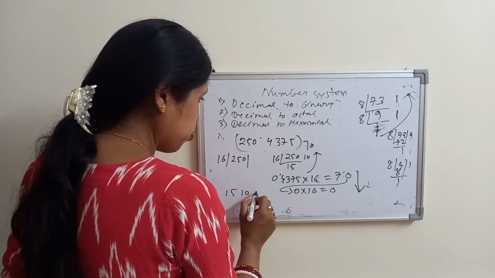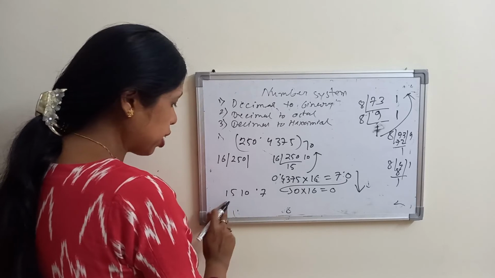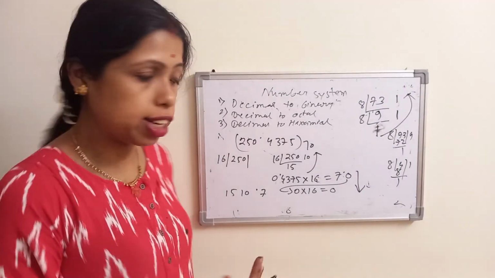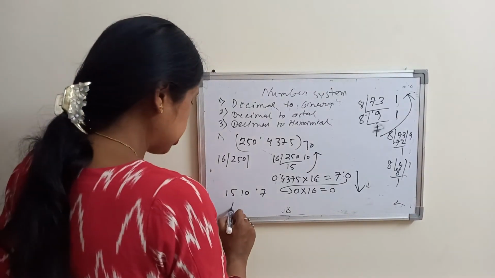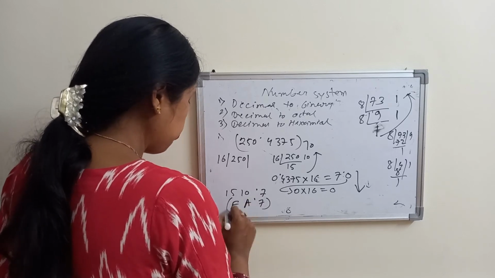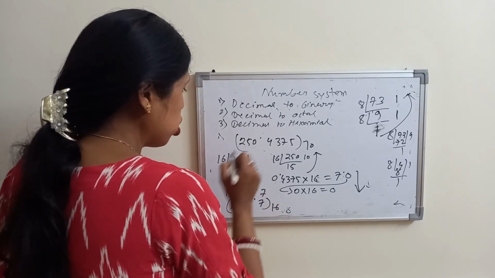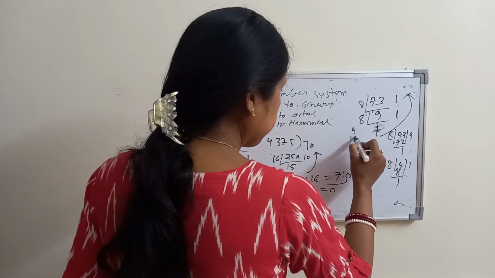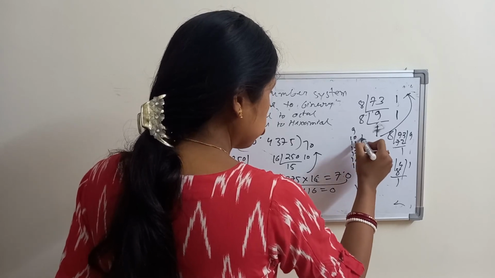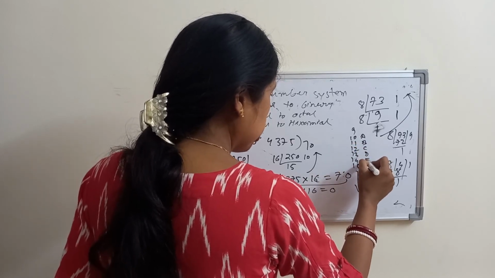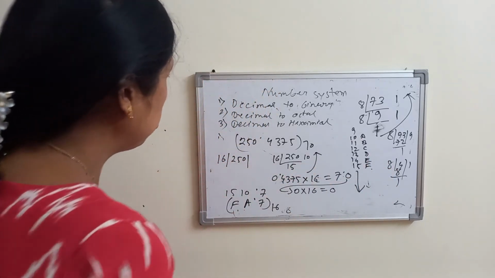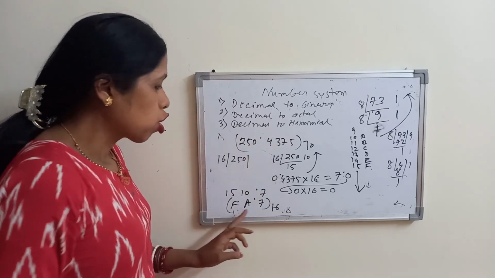So we get 15, 10.7. But we cannot write 15 and 10, because these digits are not there in hexadecimal. 15 can be represented as F and 10 as A. After 9, if you write 10, 11, 12, 13, 14, 15, it goes A, B, C, D, E, F. So 15 is F and 10 is A. In this way you get the decimal to hexadecimal conversion.